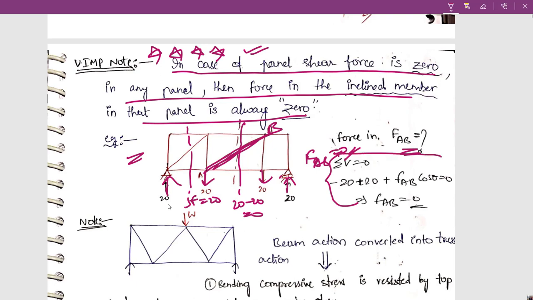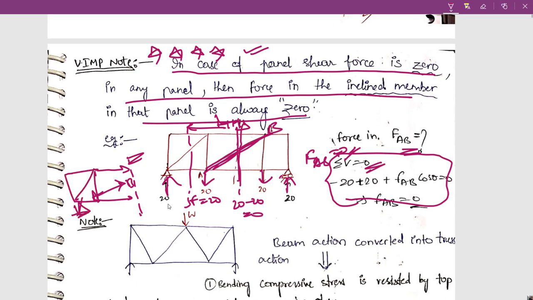But if you want a mathematical expression, I have given a mathematical expression also. You can use sigma V is equal to 0, right? Use method of sections. So if I cut, this is my left hand side, right? So this is my left hand side. It is something like this. I have cut the member like this, right? Agree? So this was my structure.